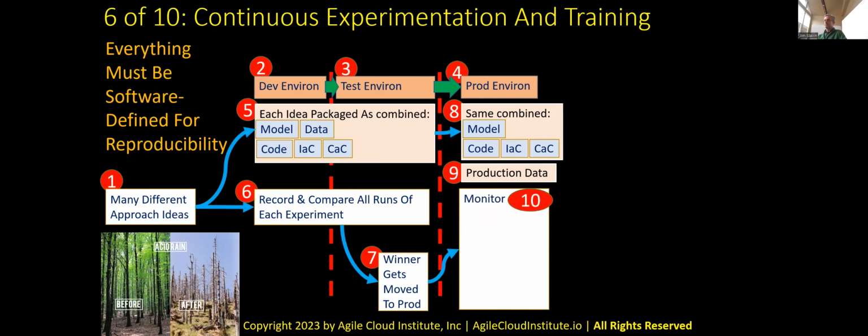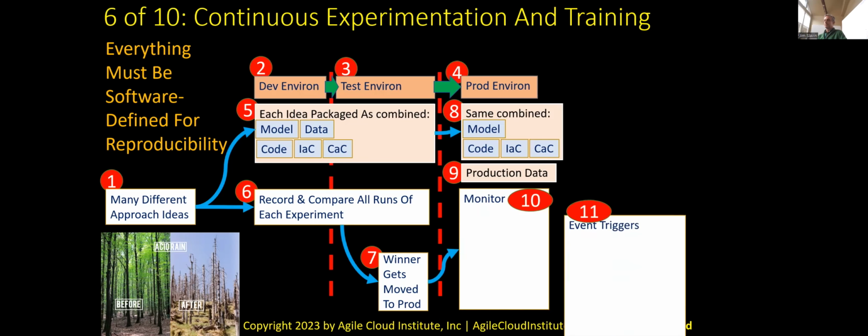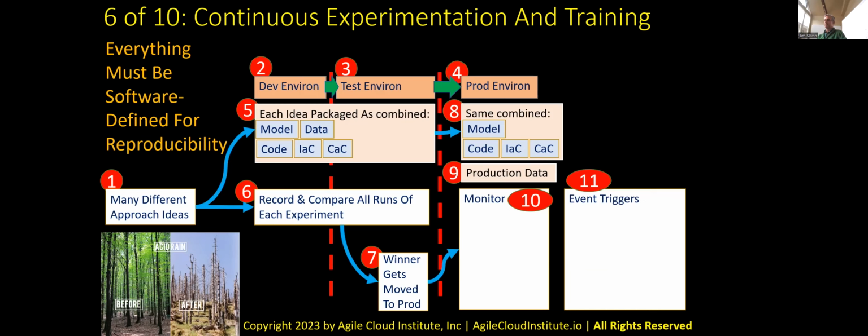Number 10 on the slide illustrates monitoring. Number 11 on the slide illustrates event triggers that can be defined to run specific processes whenever specific monitors identify that specific types of events have occurred. Let's look at monitors and event triggers together. You can define many types of monitors and event triggers.